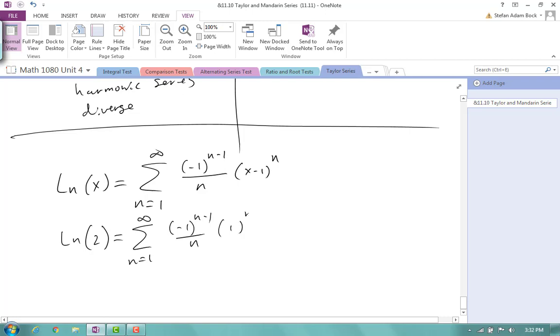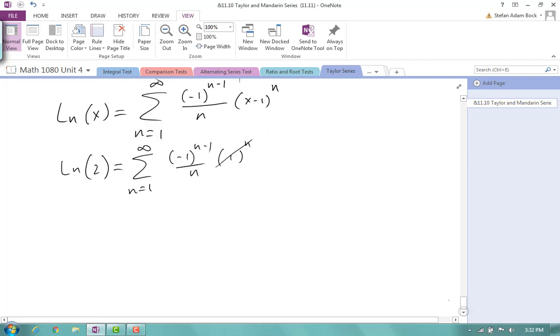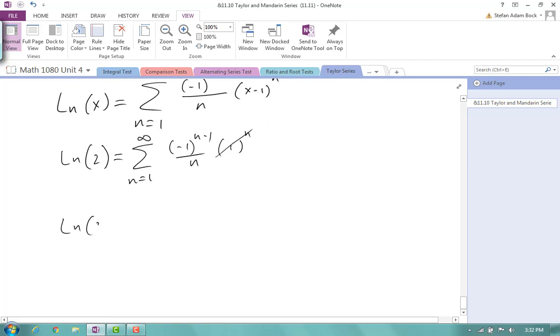times 1 to the n, which is just 1. But this means that natural log of 2 is equal to the sum from n equals 1 to infinity of negative 1 to the n minus 1 over n, which is exactly the alternating harmonic series.